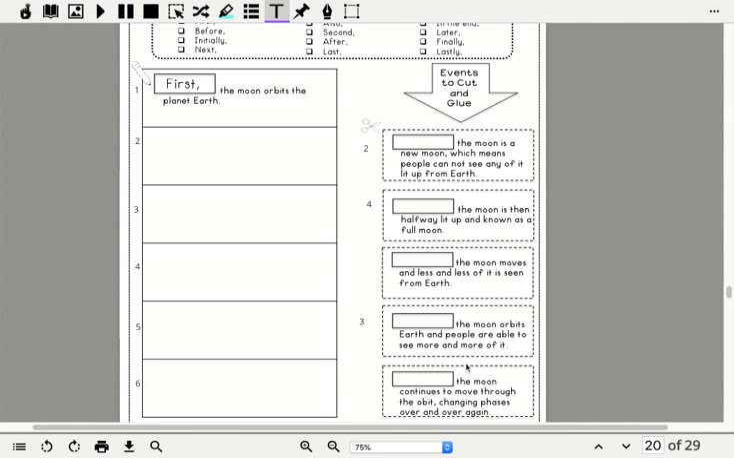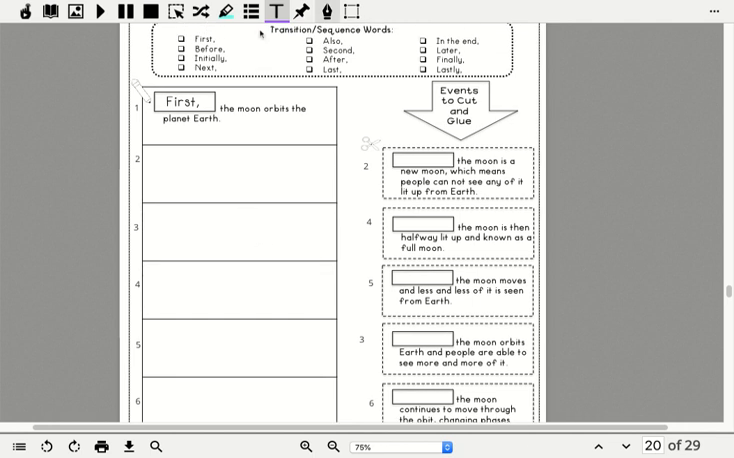So it says the moon continues to move through its orbit. However, now less and less of the moon can be seen. Right here, less and less of it can be seen. Okay, so 2, 3, 4, 5, which leaves this for 6. Okay, the moon continues to move through the orbit, changing phases over and over again. Now I need to look at these words up here and figure out what's going to go in each place. Okay, and some of these, there are a couple of words you can use in each one.